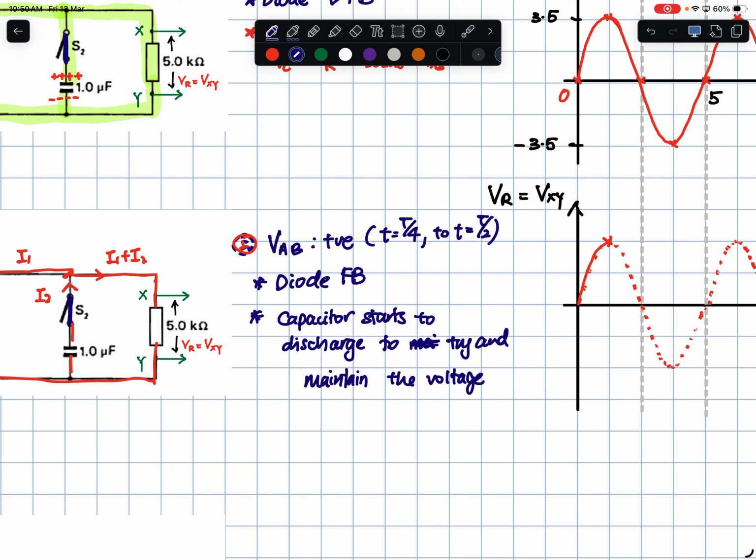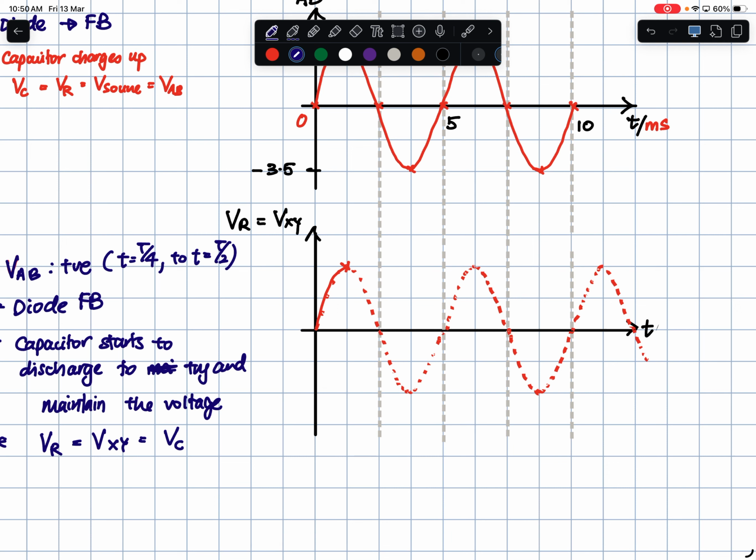Okay, so the overall potential difference across XY will be the potential across C, and it follows it. So at this point in time, what will happen to the potential difference across the capacitor? It will start to discharge exponentially. So this is why you have this part of the graph. Alright, so this is for part 2. So this is for part 1.